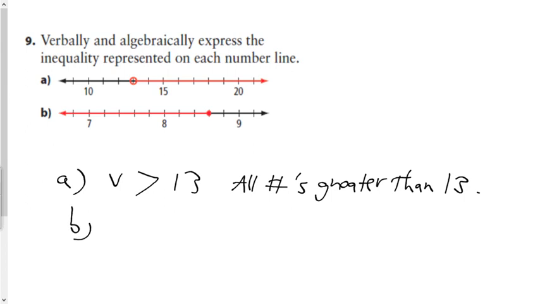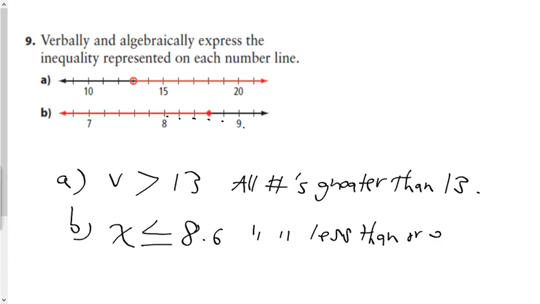B, this is 9, 8, 8.2, 8.4, 8.6, 8.8, 9. So 8.6, all values, I'll use x this time, all values less than or equal to 8.6, or all numbers less than or equal to 8.6.